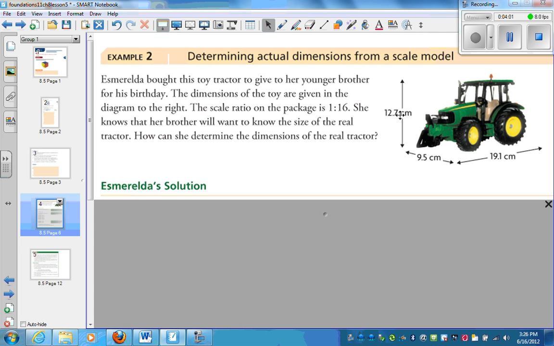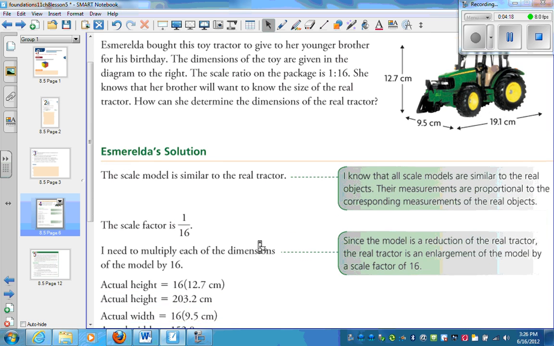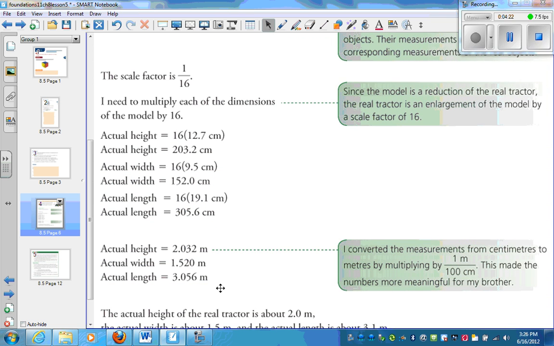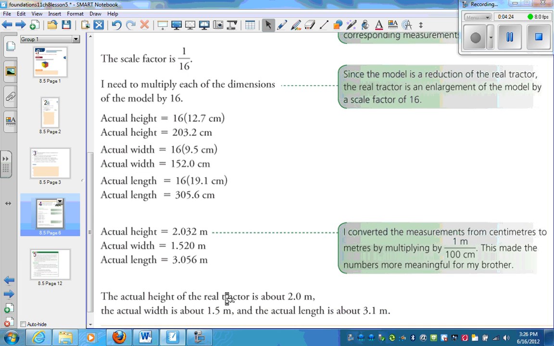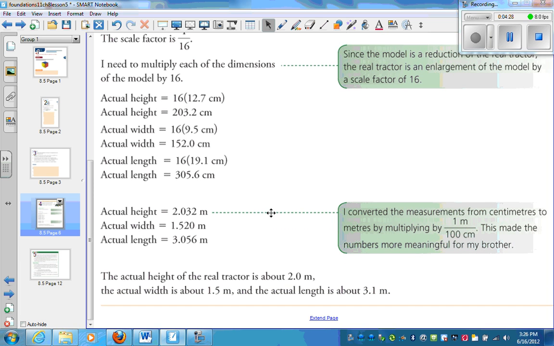If this is 12.7 centimeters high on the scale model, we would multiply it by 16 to find how big it is on the real tractor. If this was 9.5, then we multiply it by 16 on the real tractor. The toy was 19 centimeters, we multiply by 16. That's all she's going to do here. She's going to multiply each dimension by 16 to find out how big it is. Okay? And then she converted to meters instead of having 300 centimeters. Unless they ask you to do that, you don't have to if you don't want to.